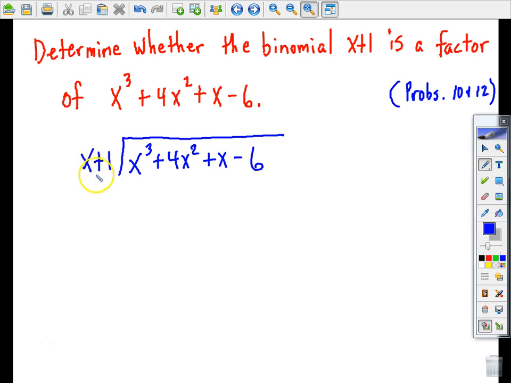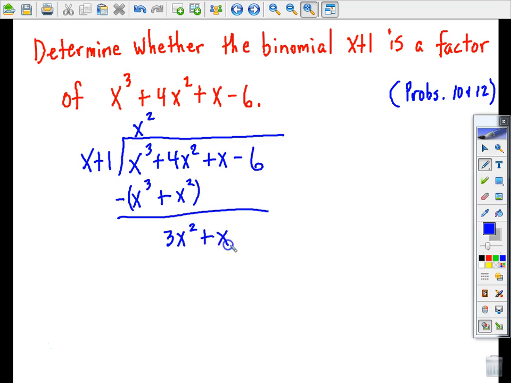All right, so just repeat the long division process: x into x cubed, x squared. So that would be x cubed plus x squared. Subtract. And 4 minus 1 is 3x squared. Bring down the next term. Repeat the process. X goes into 3x squared 3x times. Multiply 3x times both: 3x times x, 3x times 1. Subtract. 1 minus 3 is negative 2x. Now bring down the final term.